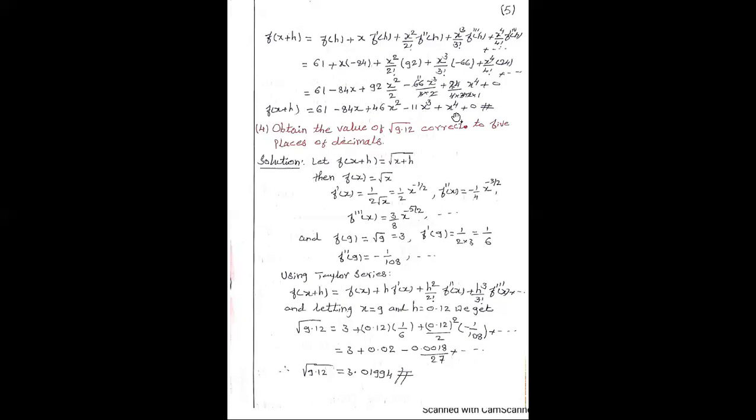Now, the next type of the problem where you can expect again, this is the fourth type on the Taylor series. That is, obtain the value of square root of 9.12 correct to 5 places of decimals. Okay. Now, if you see this question, the square root of 9 is 3. So that means you'll have to get the value of this is equal to 3 point some fractional points, is it? So how to find it?